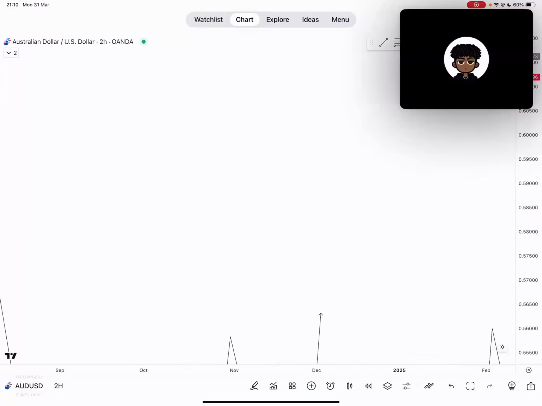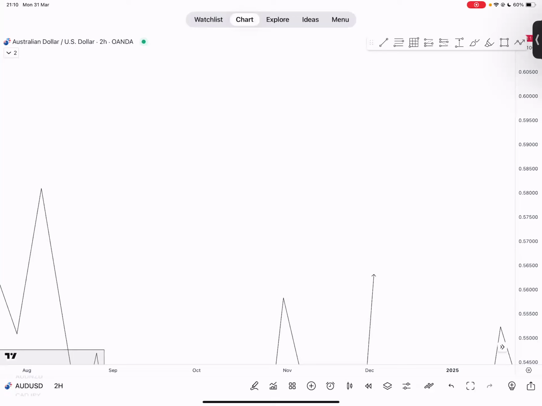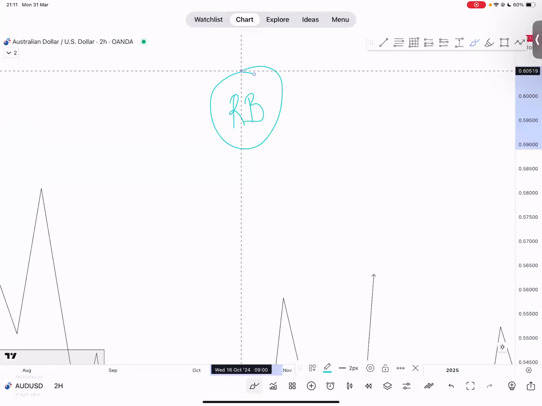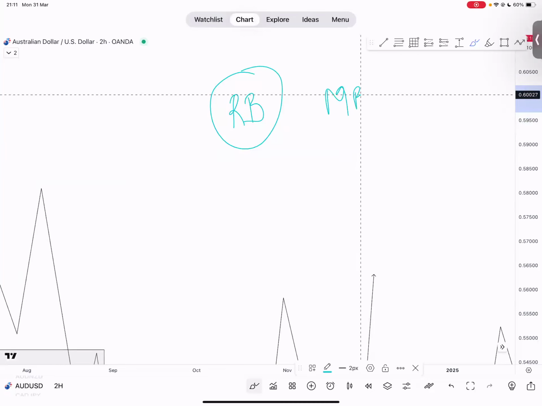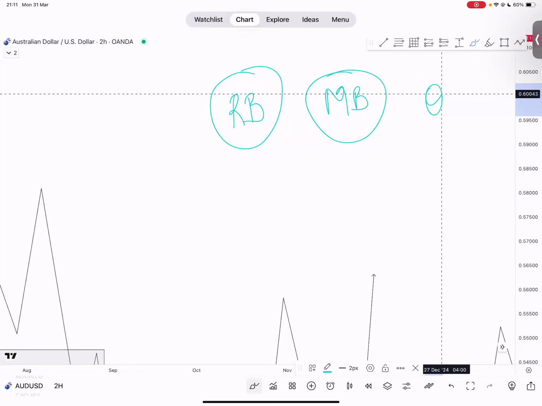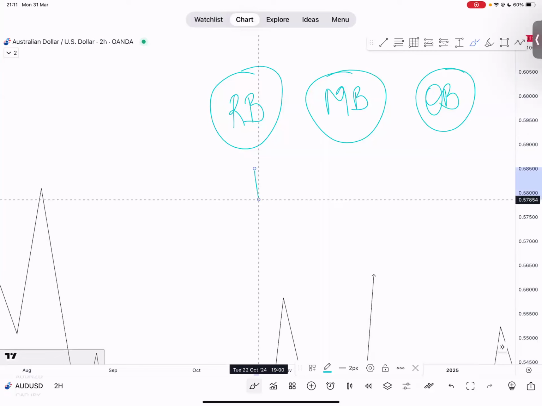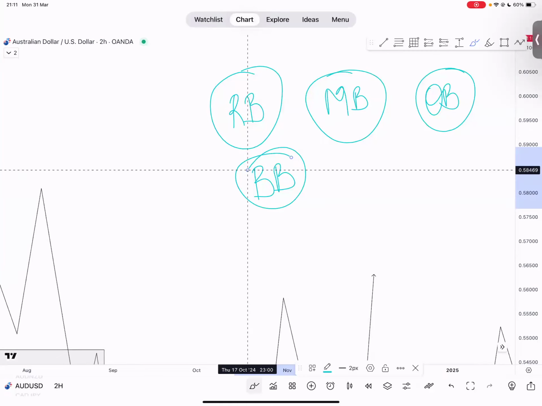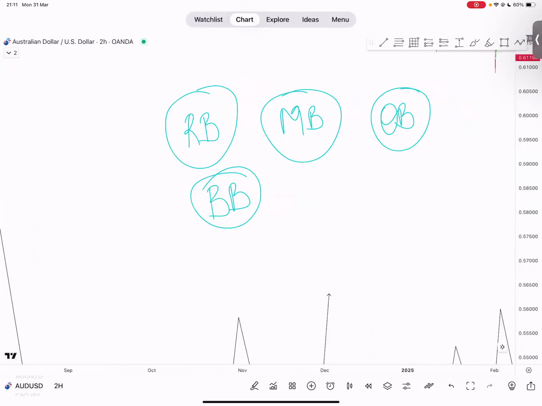So, good evening, everybody. Today, we're going to be starting the hierarchy of PD arrays, and for today's class, we'll be looking at reclaimed blocks, always represented as RB, mitigation blocks, always represented as MB. We have other blocks, always represented as what? OB, and we have breaker blocks, always represented as what? BB.